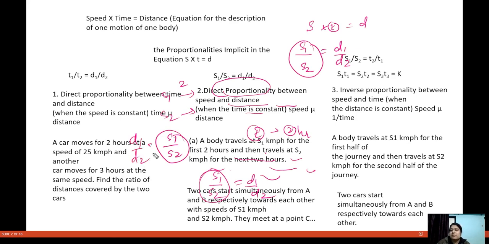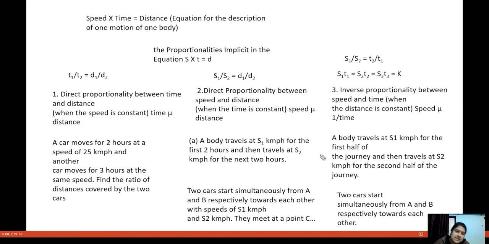So D1 by D2 will be equal to S1 by S2. Okay. So don't get too confused and worked up whenever these kinds of questions are asked. It is similar. The ratio of your distance will be the same as the ratio of your speed only. Okay. So this is it.